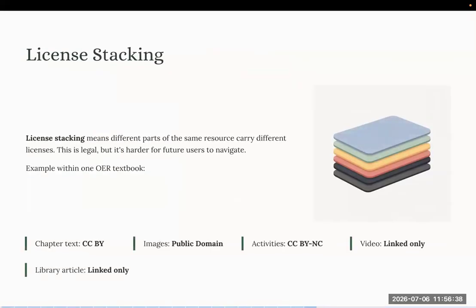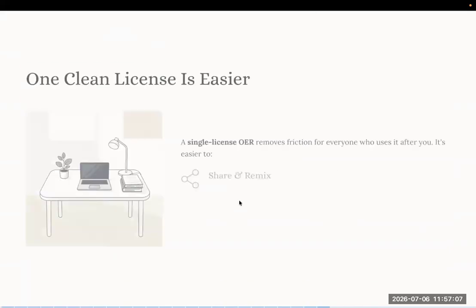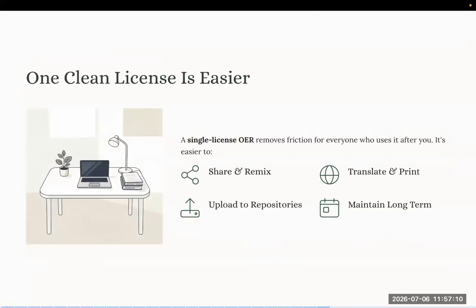So, license stacking. This is what LibreText does, and this is what a lot of people in books do, where you have the different sources next to one another. It's legal, but it's really hard to navigate for future users, like if someone else wants to reuse it. Say the chapter text is under CC BY, but then the image is public domain, and then you have activities under CC BY, and then you link out to a video, and then you link out to some art. It gets very confusing, but this is actually very, very common in the OER world. All right. One clear license is easier, so whenever possible, try to use a single license.